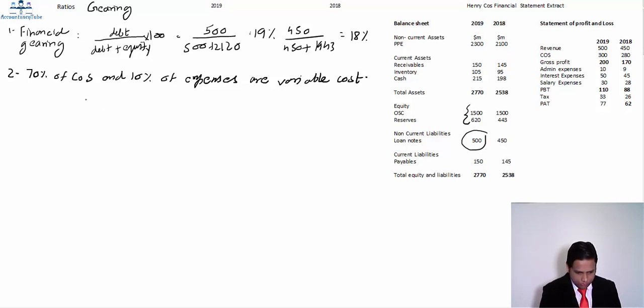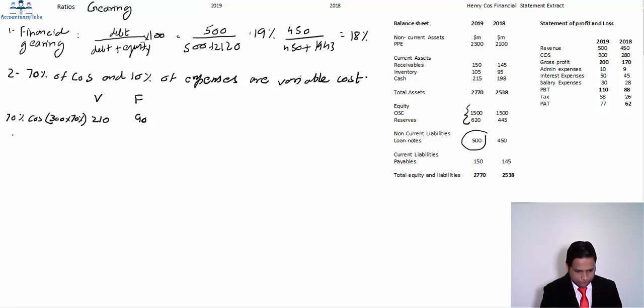Let's do that for 2019. We have got a variable proportion and then we have got a fixed proportion. I'm using the symbol like a space. Then we have got 70% of cost of sales. The cost of sales for 2019 is 300, multiplied by 70%, we get 210. Now the remaining portion, as is quite obvious, will be the fixed element.